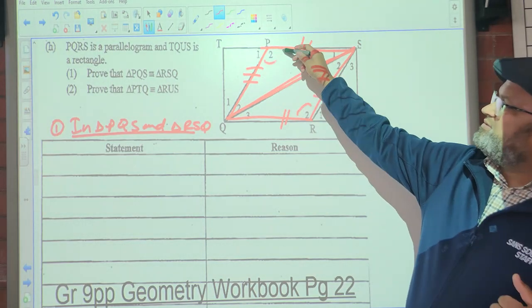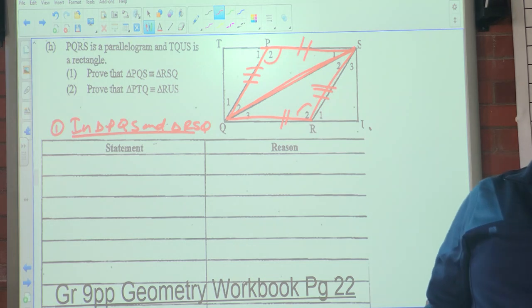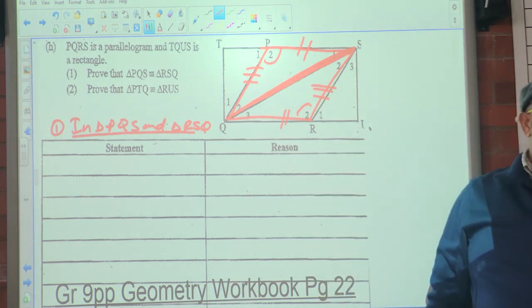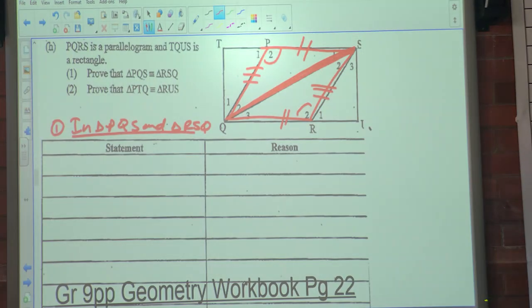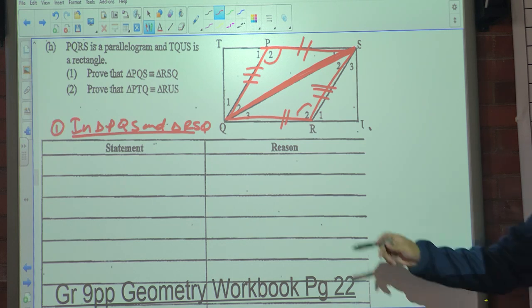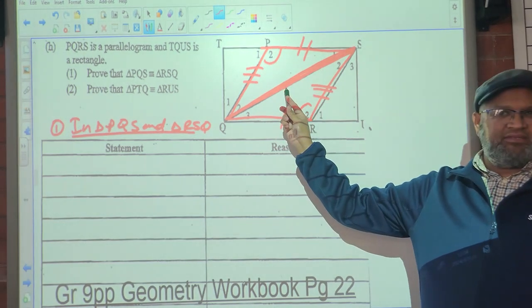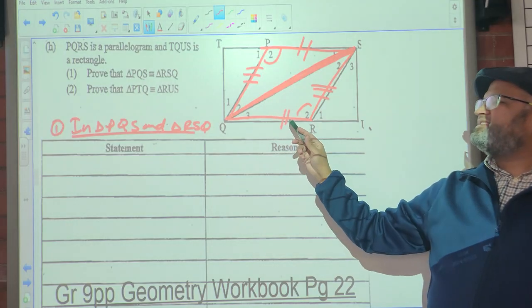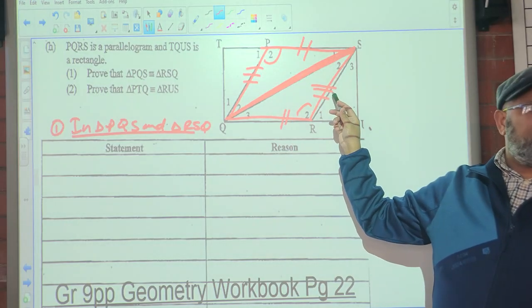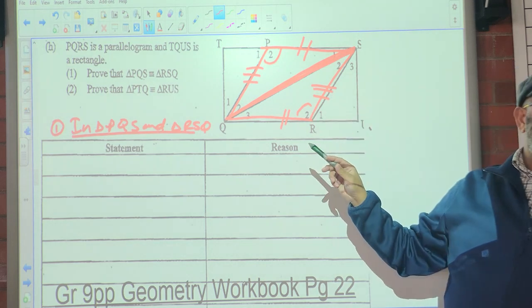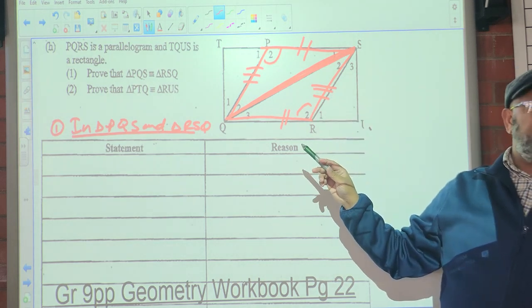Opposite angles are equal in the parallelogram. Or we could have said that SQ is your common side. So either one of the two is going to be correct. However, if I'm going to use that as a common side, then it must be side, side, side. I can't use that as a common side and say side, angle, side. I'm not going to lose the reason mark. Any confusion?